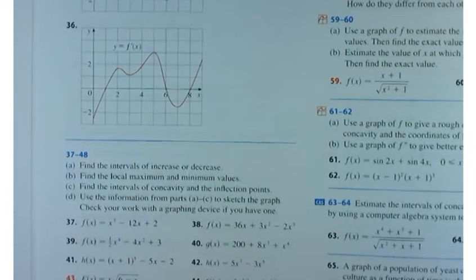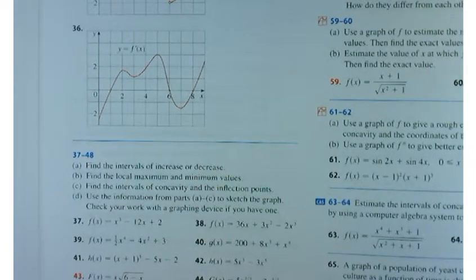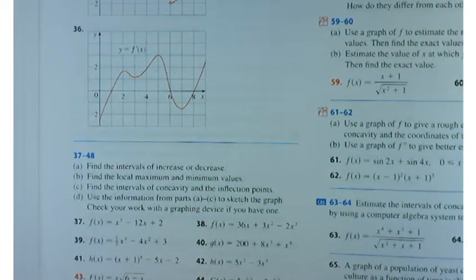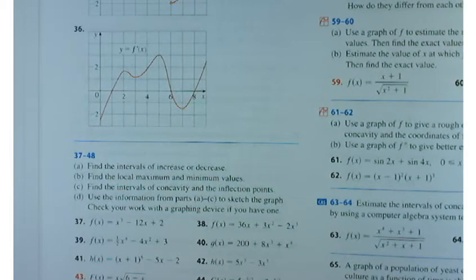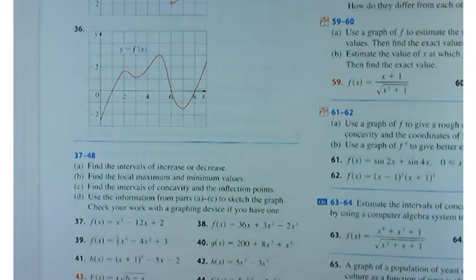It's problem 36. In fact, I think I might have put this on your handout from last week, but I don't have a copy handy for myself, so I'm going to look at it in the book. Maybe I do have a copy. Yeah, here we go. I got one.